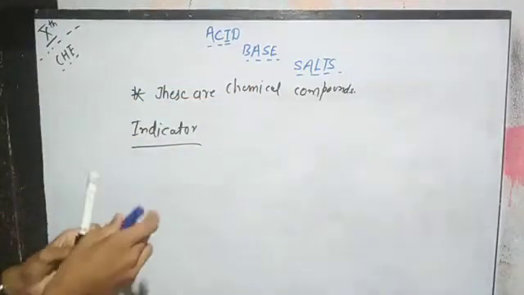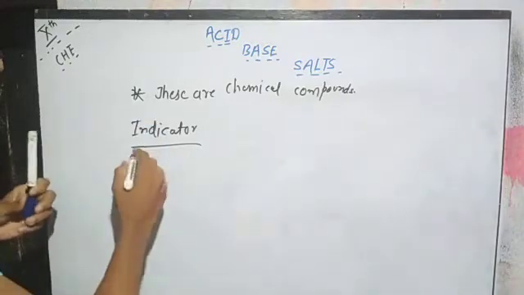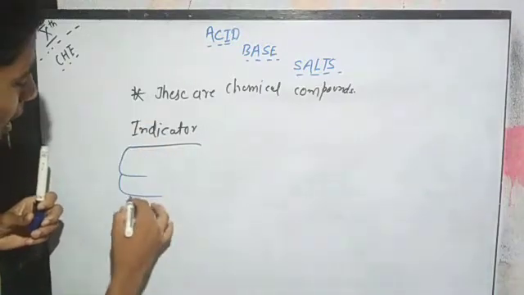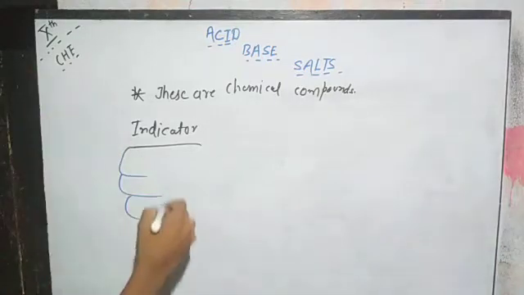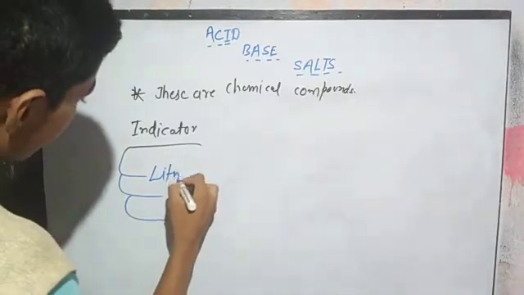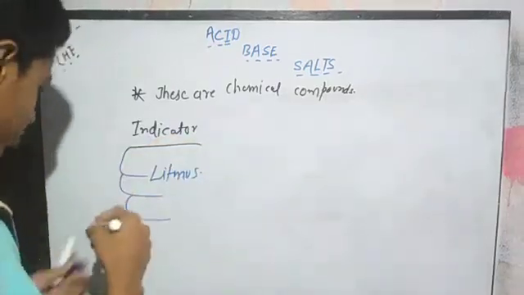So here we will study three indicators that we have to study in class 10, and there are certain other types of indicators that we will see later after discussing this. Actually, the three indicators that we have to study in class 10 are, first one, litmus. Actually, litmus is very essential. We are already familiar with litmus.